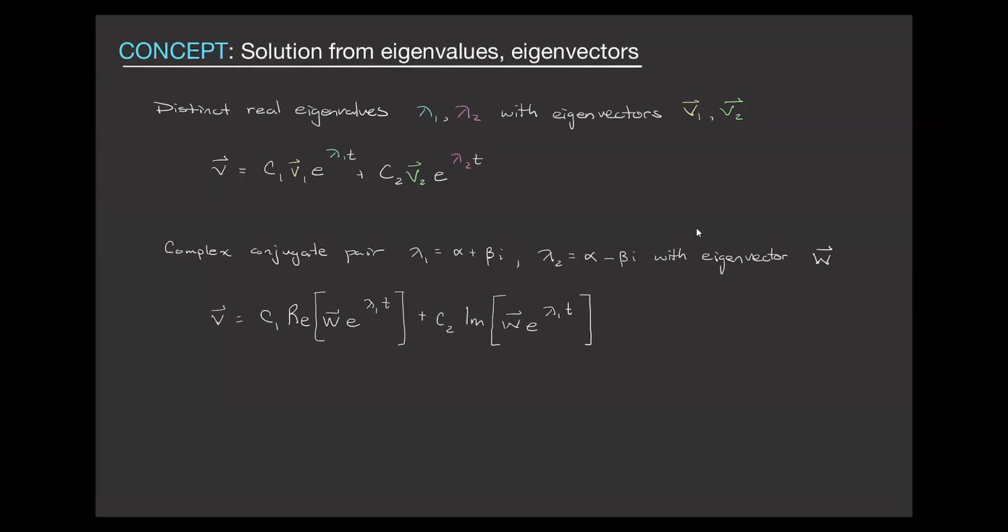And what we do is we find the eigenvalues, and either it's going to be 2 distinct real eigenvalues, and we'll leave the case for repeated eigenvalues for the moment. But if we have 2 distinct real eigenvalues, then each one of them has a corresponding eigenvector, and we assemble it into this form. So this is essentially C1 times a first solution, C2 times a second solution.